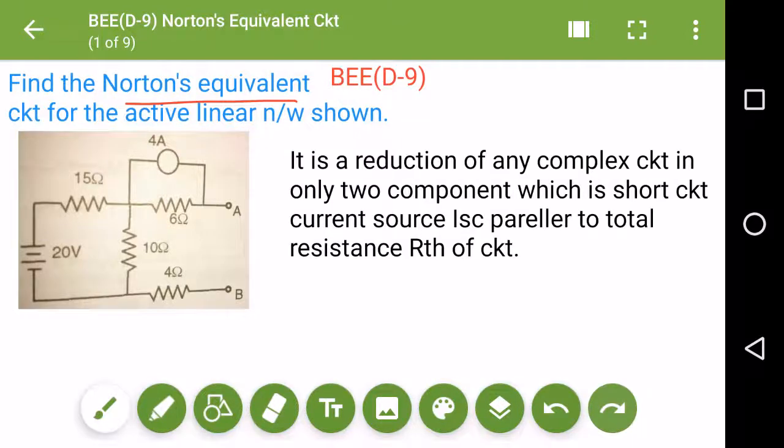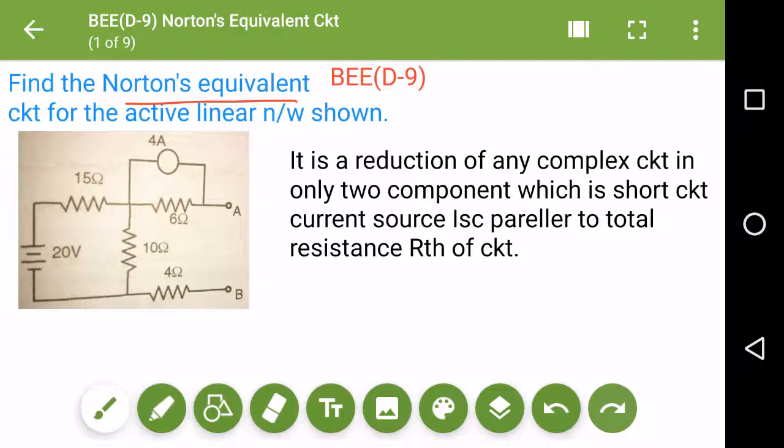Hello friends, welcome to another video on BEE. This question was asked in the December 2009 paper, and the question says: find the Norton equivalent circuit for an active linear network shown. So we need to find the Norton equivalent circuit for the network shown in the figure.